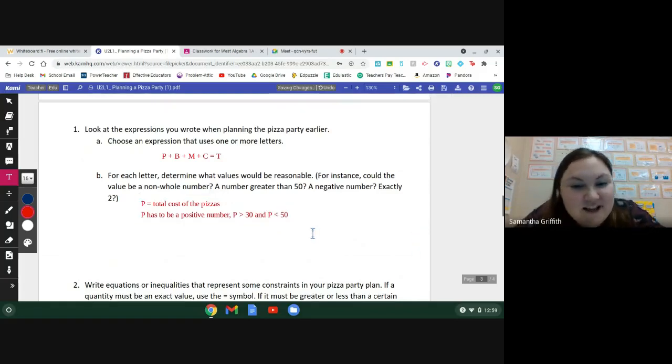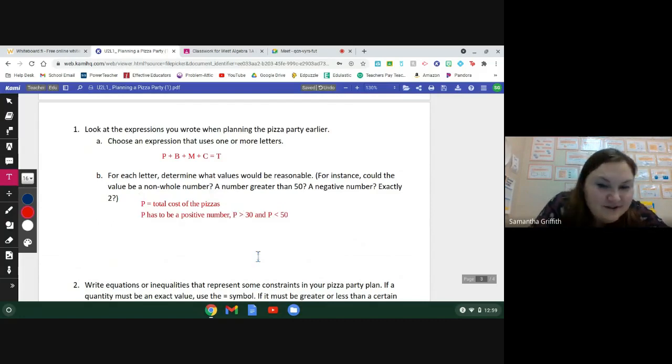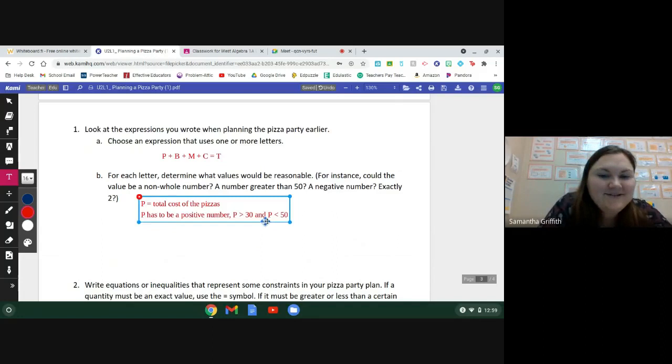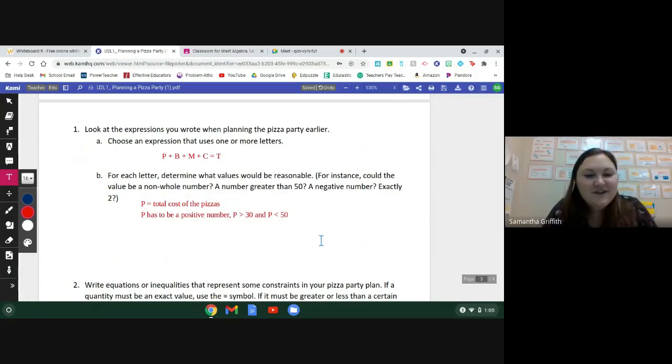Okay, so just like that, you made constraints for P. You said that P has to be greater than 30. You're saying we're going to spend more than $30 on pizza. But what's the second part saying? It has to be less than $50. You can't go above $50. So you're giving yourself a budget. You're giving yourself a range here.